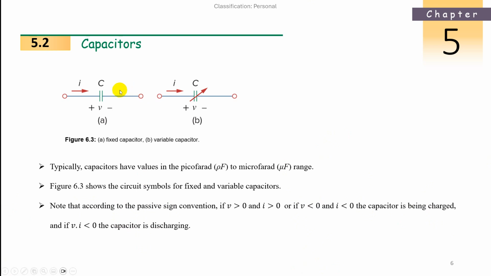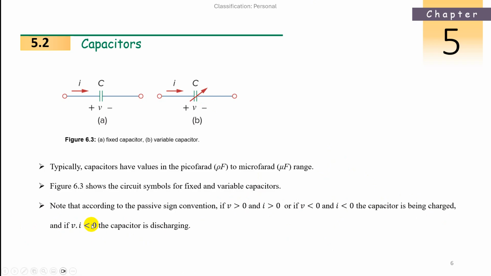Note that according to the passive sign convention, if V is greater than 0, with voltage plus and minus as marked and the current flowing into the plus terminal, so I is greater than 0, or if the plus and minus are reversed and the current is going out, V is less than 0 and I is less than 0, then it is charging. If V is greater than 0 and I is greater than 0, or V is less than 0 and I is less than 0, the capacitor is being charged, meaning it is storing energy.